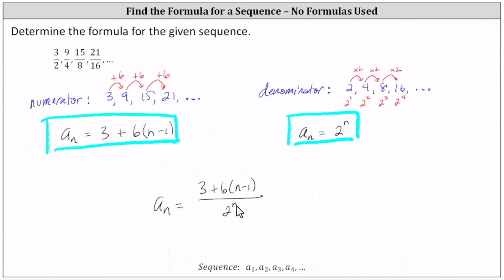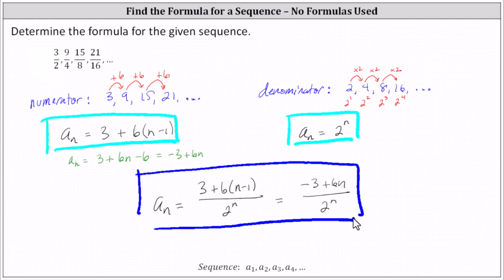Now, I do want to mention, we could simplify the formula for the numerator, so let's also show that form. For the numerator, a sub n can be expressed as 3 plus distributing 6, we have 6n minus 6. Simplifying, 3 minus 6 is negative 3, giving us negative 3 plus 6n. So an equivalent formula for the original sequence would be the quantity negative 3 plus 6n divided by 2 to the power of n. Either formula is correct. I hope you found this helpful.